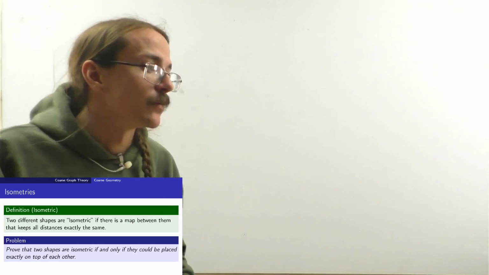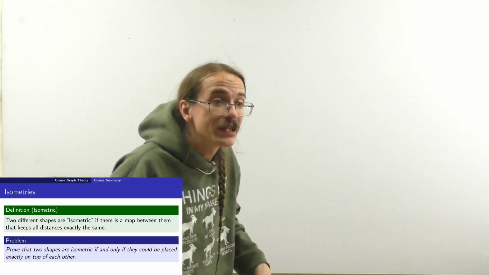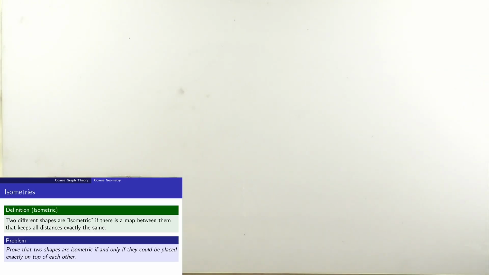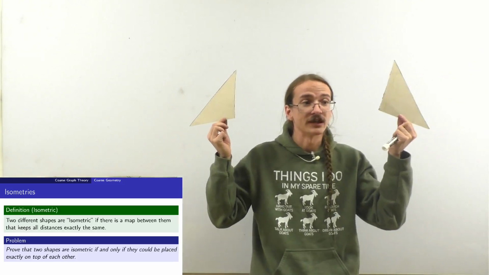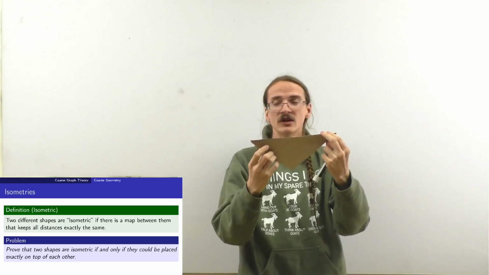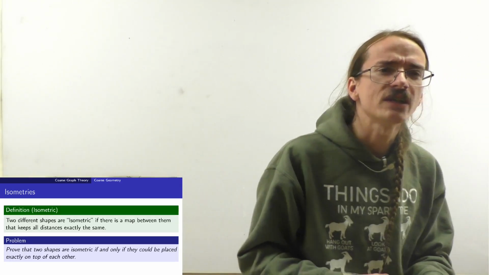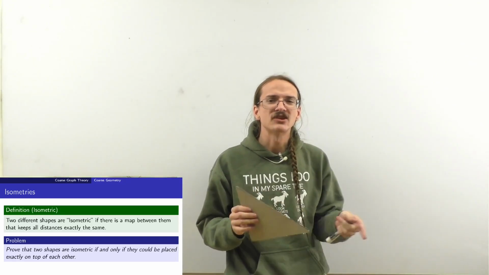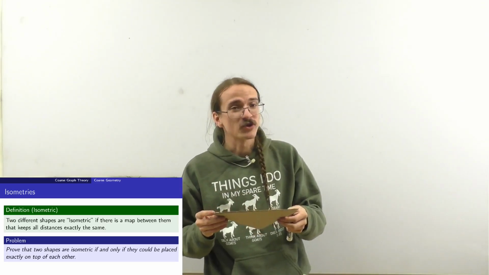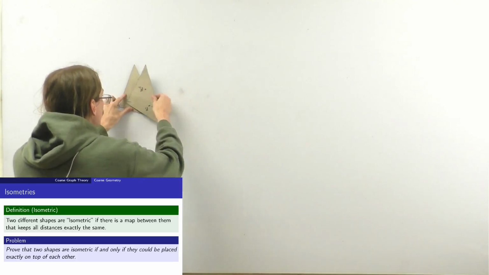Okay, problem. We want to prove that 2 shapes are isometric if and only if they can be placed exactly on top of each other. Well, it just so happens I have 2 shapes right here that can be placed exactly on top of each other. So the only remaining question is, what does it mean for them to be isometric? If an isometry is something that keeps distances the same, 2 shapes are going to be isometric if I can use an isometry to turn one of them into the other.